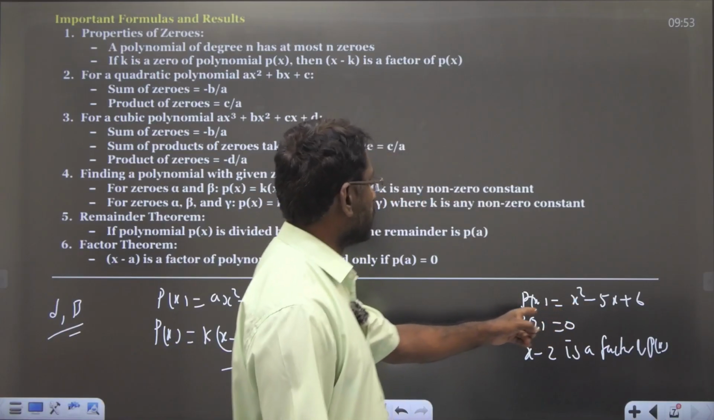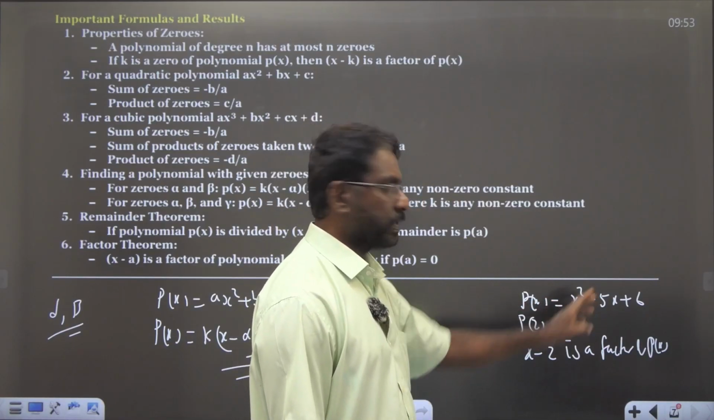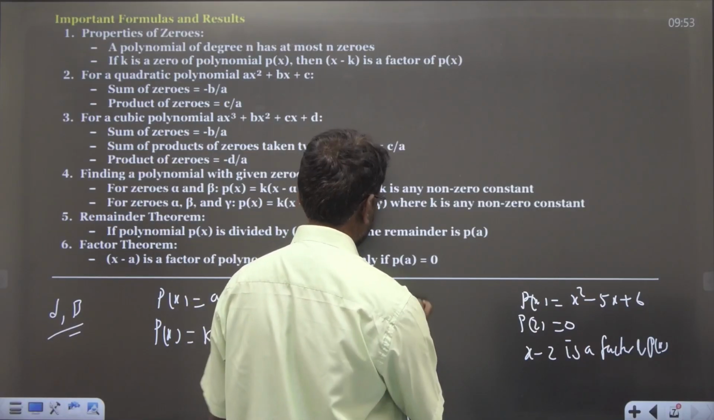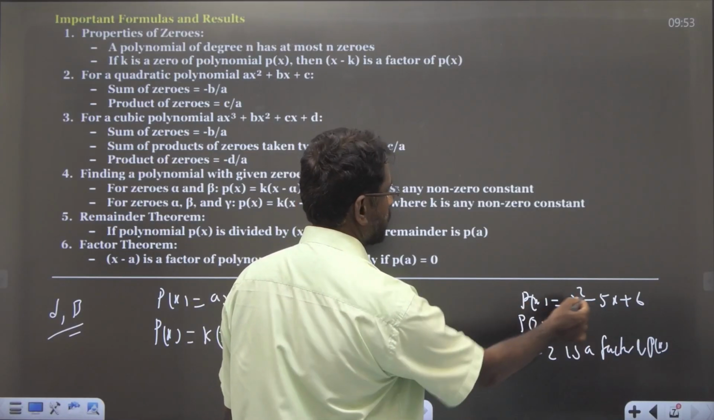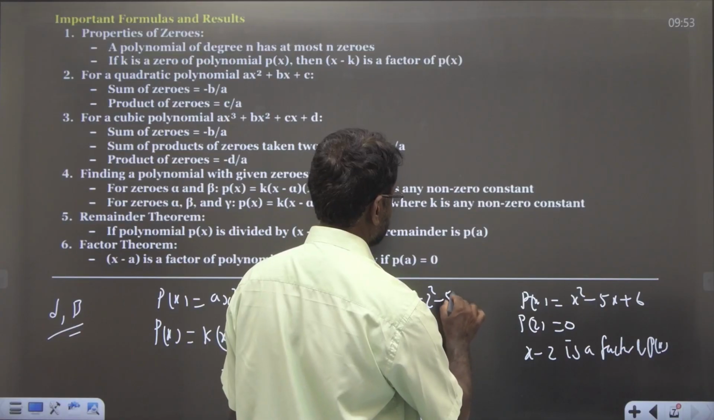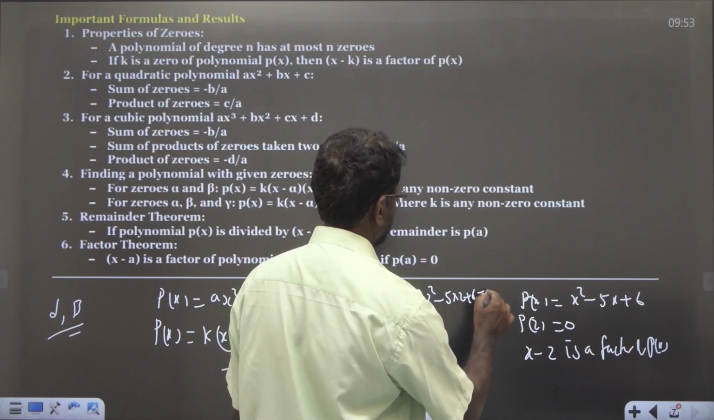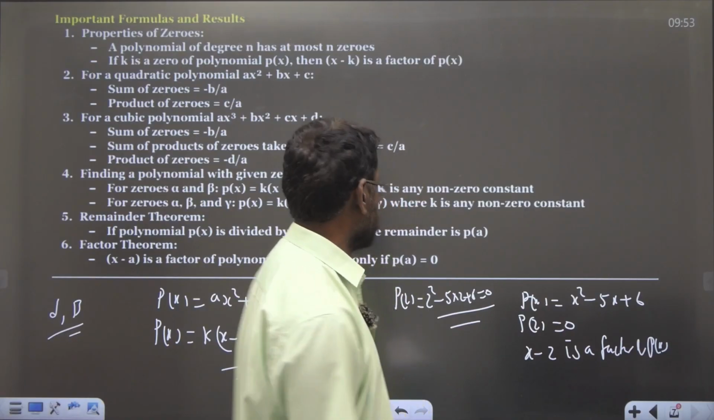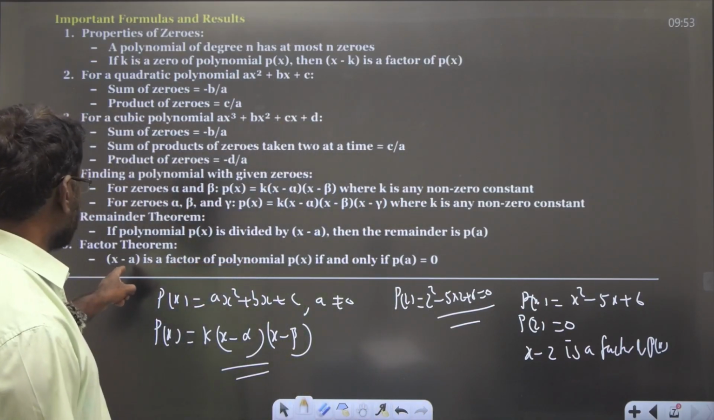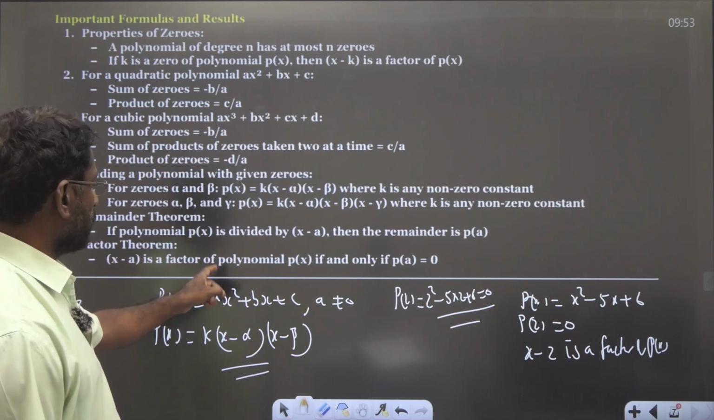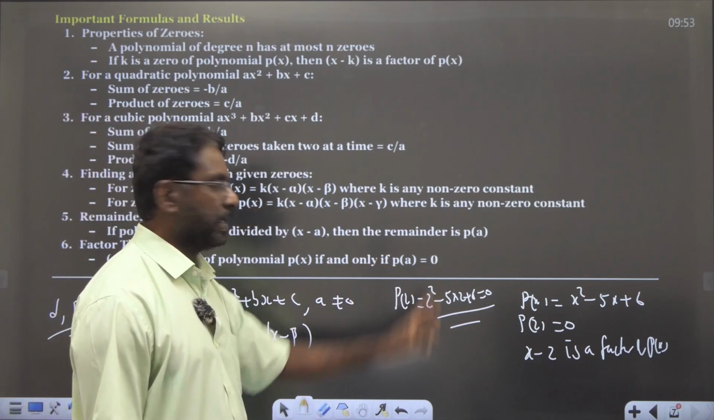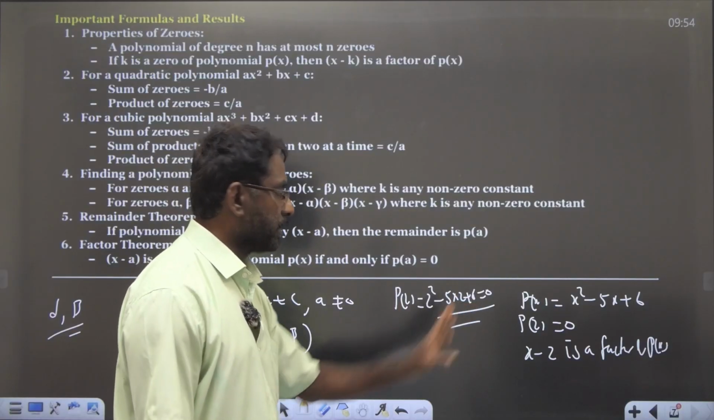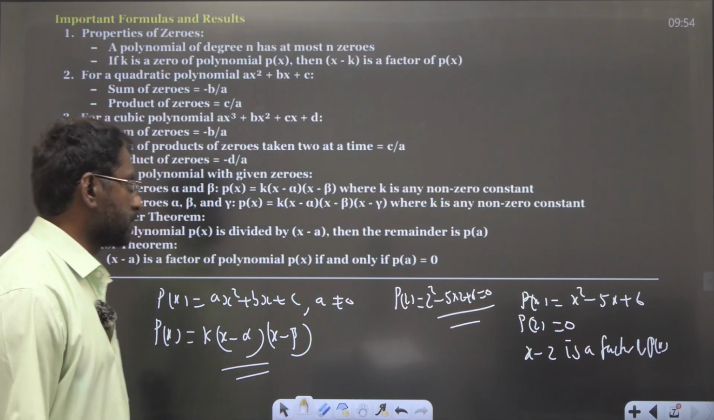This is an example. P of x equal to x square minus 5x plus 6. P of 2 equal to 0, right? What is p of 2? You substitute here: 2 square minus 5 into 2 plus 6, that is equal to 0. So we can say that x minus 2 is a factor of p of x. That is this concept: x minus a is a factor of polynomial p of x if and only if p of a is equal to 0. Here p of 2 equal to 0, so x minus 2 is a factor of p of x.